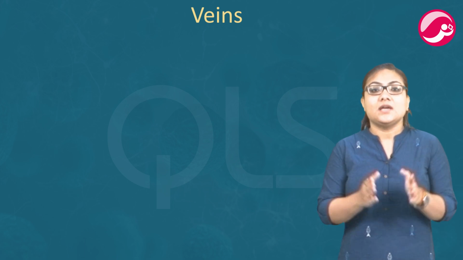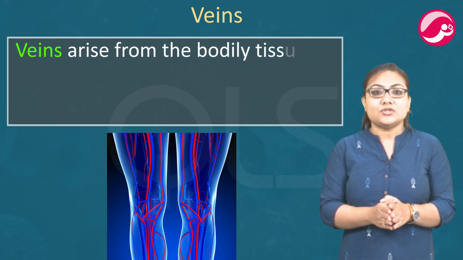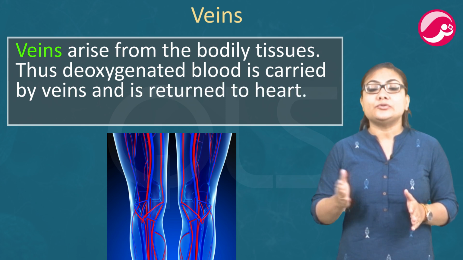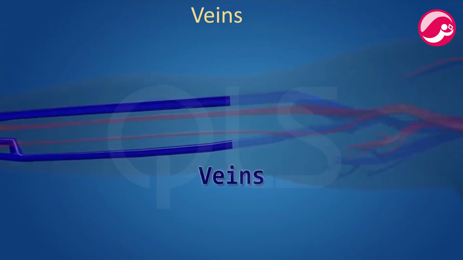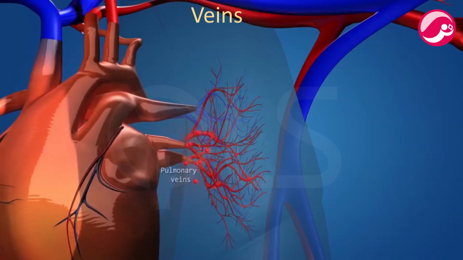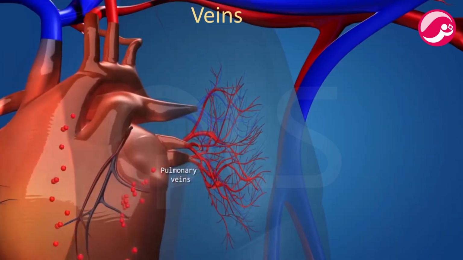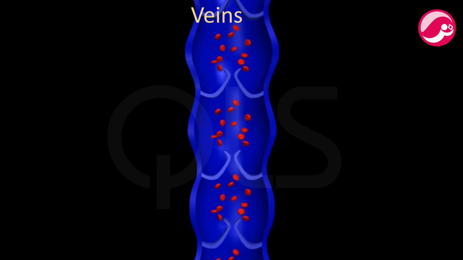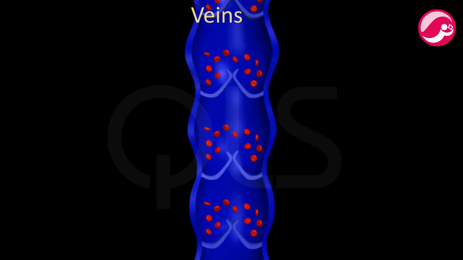Second is veins. Veins arise from the bodily tissues. Thus, deoxygenated blood is carried by veins and is returned to heart. All the veins carry impure blood to the heart except for pulmonary vein, which carries pure blood from lungs to the heart. Veins have wider inner diameters and valves to prevent the backflow of the blood.